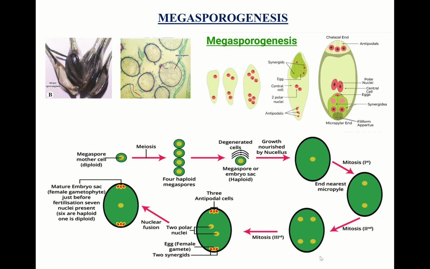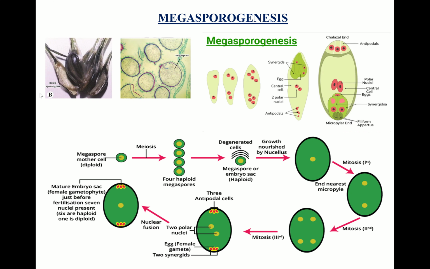Good evening, friends. In today's lecture, we are going to learn about megasporogenesis. What is sporogenesis? As the name itself suggests, genesis means synthesis, and sporo means spores, so it is the synthesis of spores. Of what kind of spores? Megaspores. These are the female spores which are produced inside the flower.